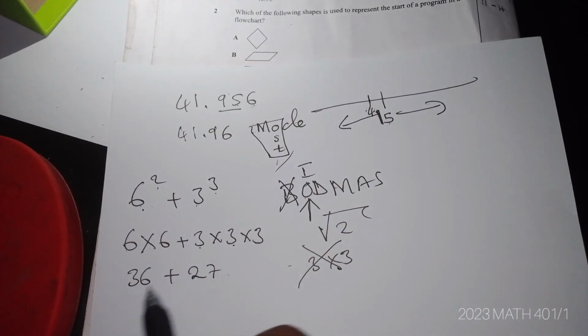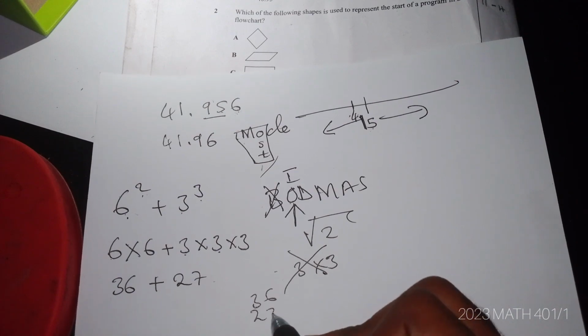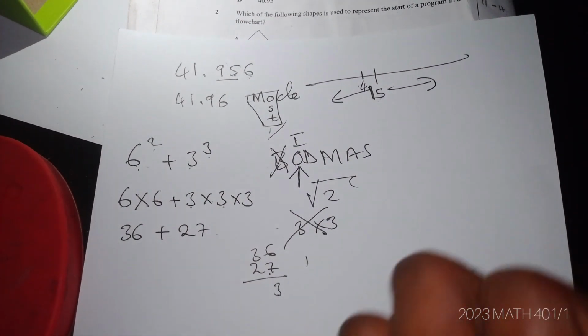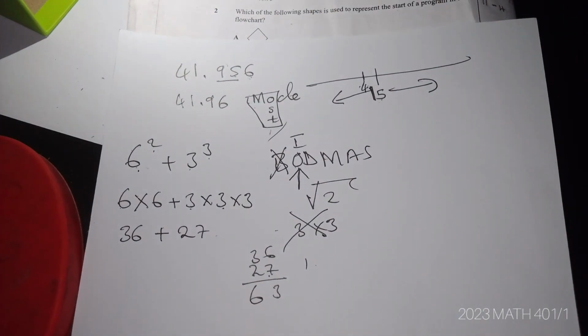And then now you can add these two together. So 36 plus 27: 6 plus 7 is 13, you carry 1; 3 plus 2 is 5, plus 1 is 6. So our answer here is 63.